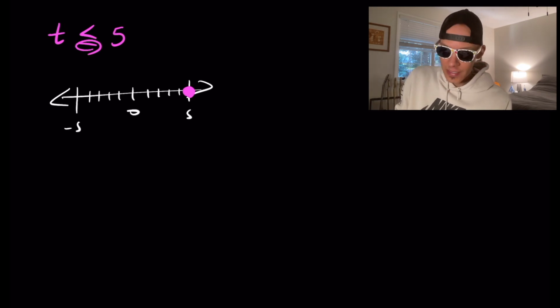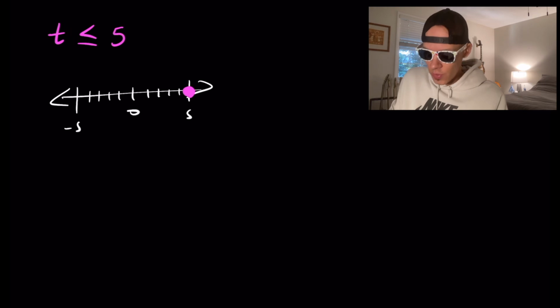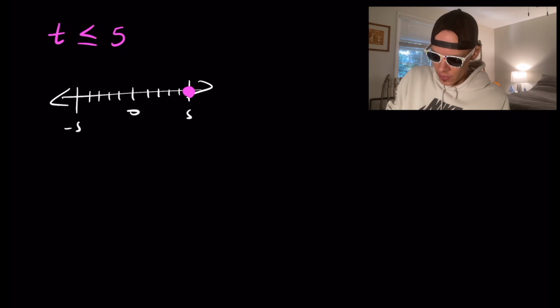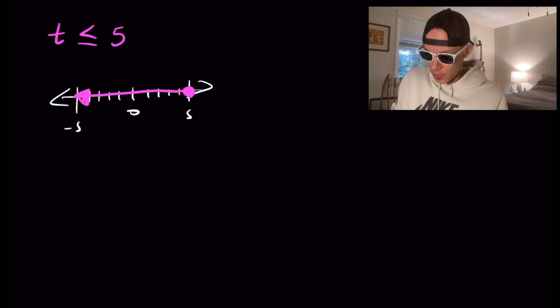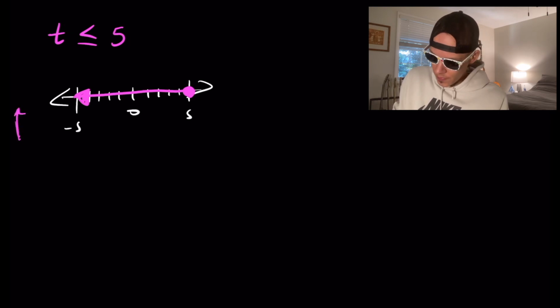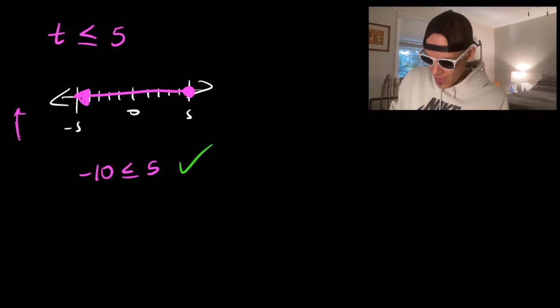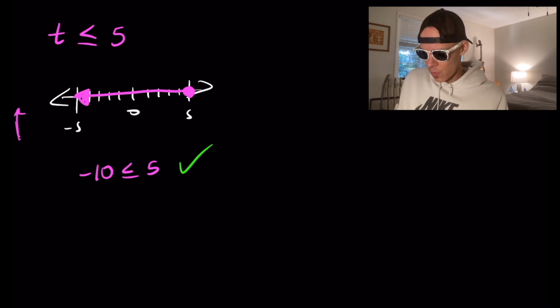Whenever you have less than or equal to or greater than or equal to, you want to fully color in that circle at whatever that number is on the number line. And then since it's less than or equal to, I'm going to draw my line going to the left. And it's going to keep on going to the left forever. For example, let's say I pick t to be -10, which is probably going to be somewhere out here. And I plug it in, I'll have -10 is less than or equal to 5. And that is a true statement. So inequalities just show us the range of numbers that will satisfy their expressions or their inequalities.